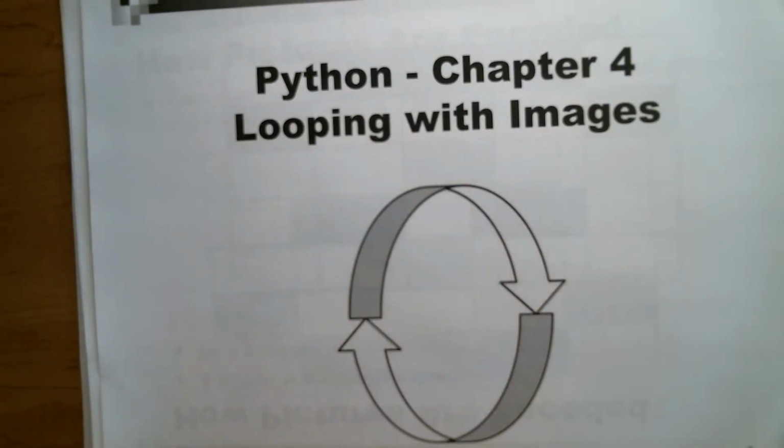So today we're going to continue looking at Python. All right, we're specifically looking at chapter 4 from your textbook. And we're talking about looping with images. So using what's called a for loop to process an image using Python.